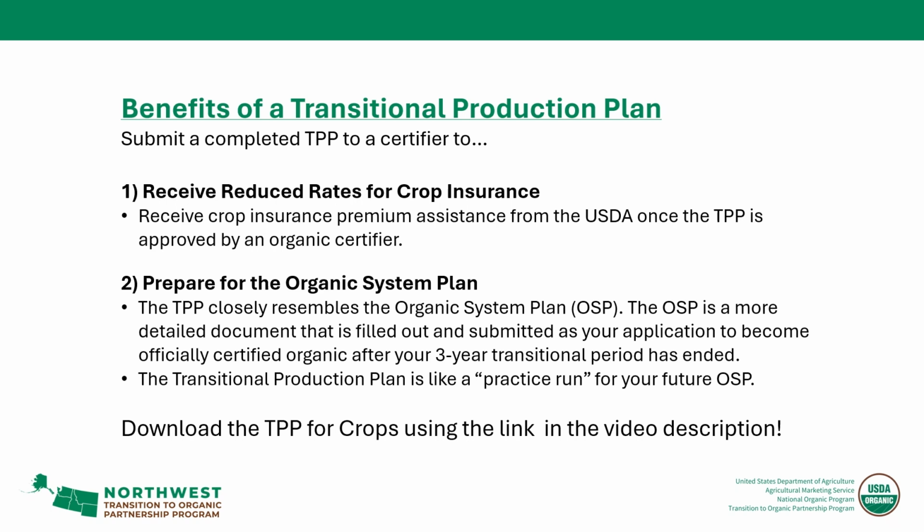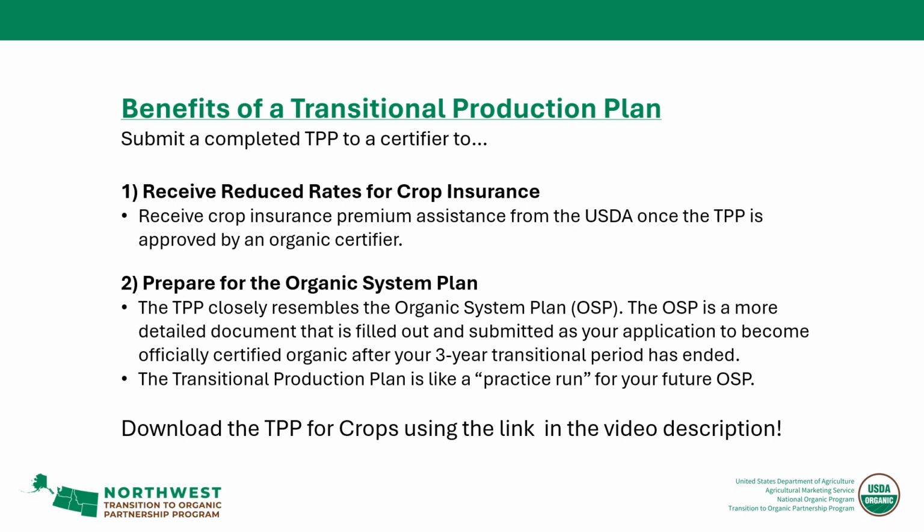A transitional production plan is like a shorter organic system plan, also called an OSP. The OSP is an integral part of your application to be certified organic. You can view the transitional production plan as a practice run for your future organic system plan at the end of your transition period when you're ready to be officially certified.